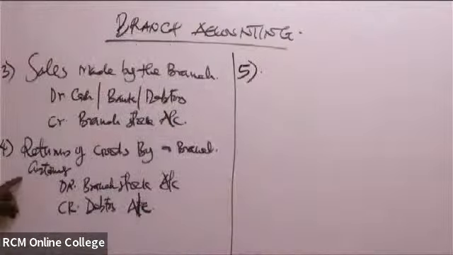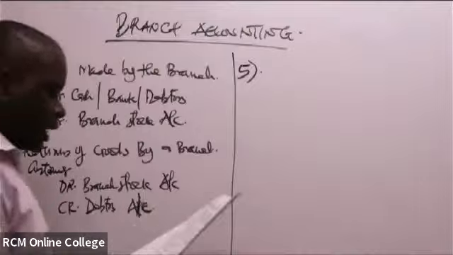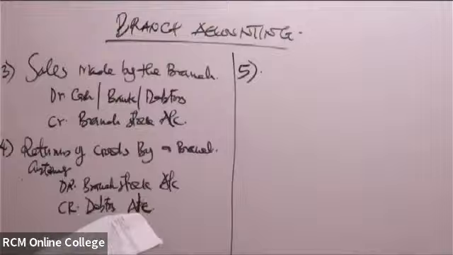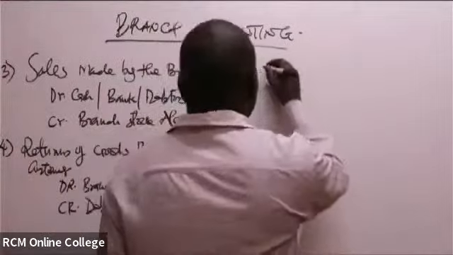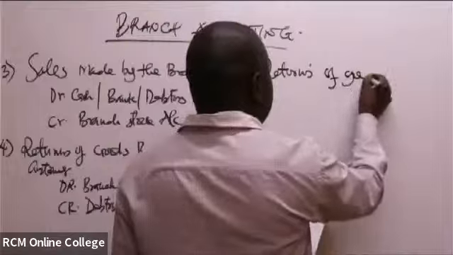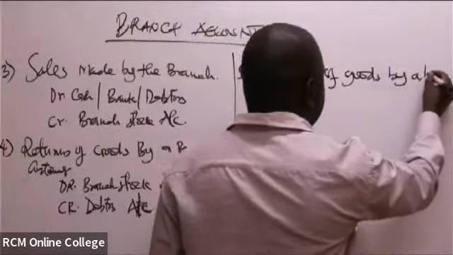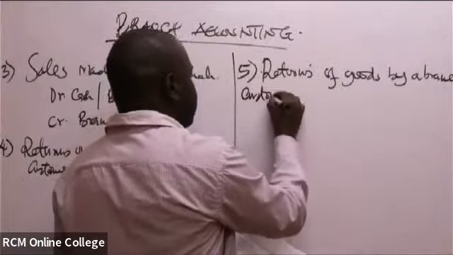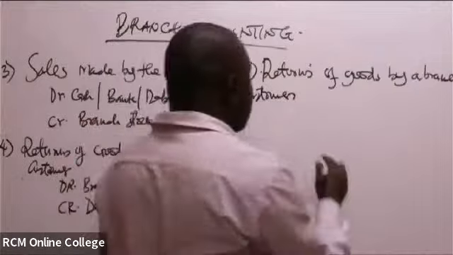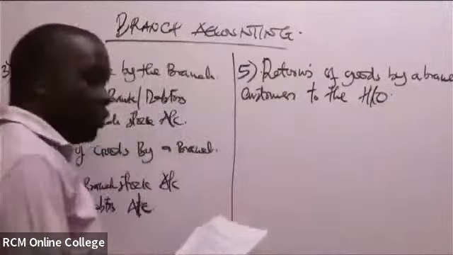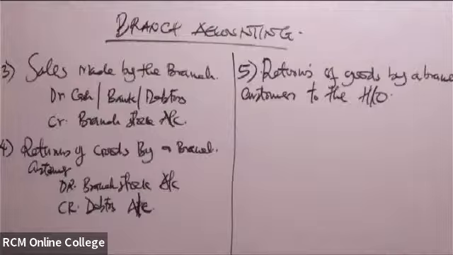The head office. So here you're having to say return of goods by a branch customer. Is that exactly to the branch? But now in this case, sometimes these goods can actually end up being returned by the customer directly to the head office. So this customer with his kimbelembele took himself to the head office. So, returns of goods by a branch customer to the head office.